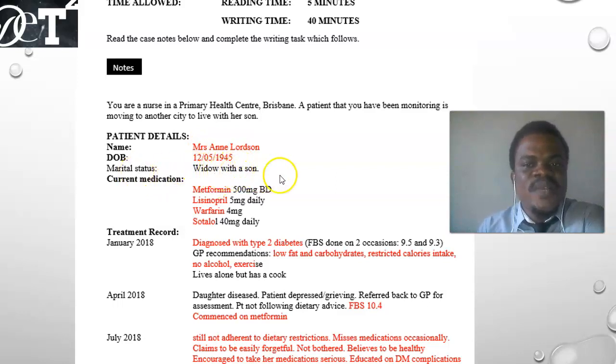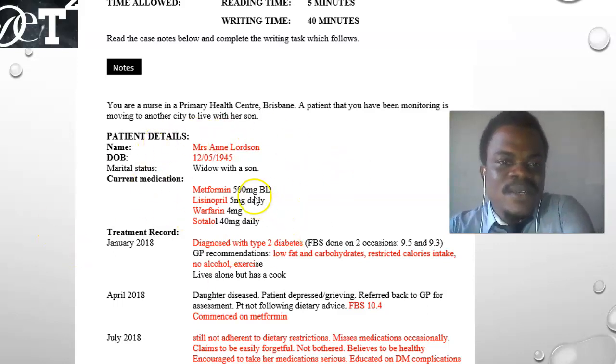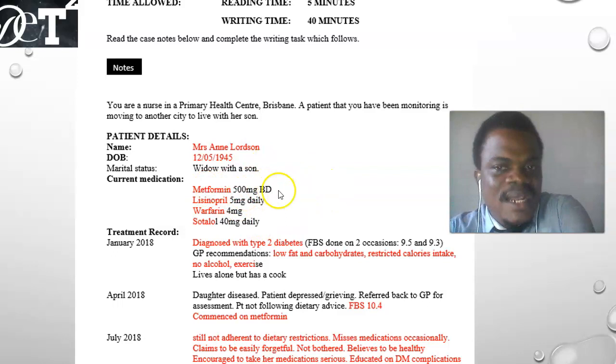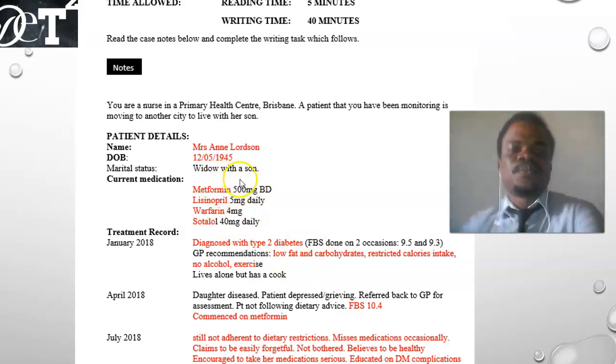Patient is a widow with a son. Well, the nurse will be monitoring this patient, and we are telling them that the patient is a widow and has a son. Some persons might decide to add this information, but it is not absolutely relevant. At the same time, it's not absolutely irrelevant. But I decided to remove it. It depends on how you add this information. But telling the nurse that this patient is a widow and all that, remember this patient has diabetes, so to be monitoring this patient, it is not absolutely important.